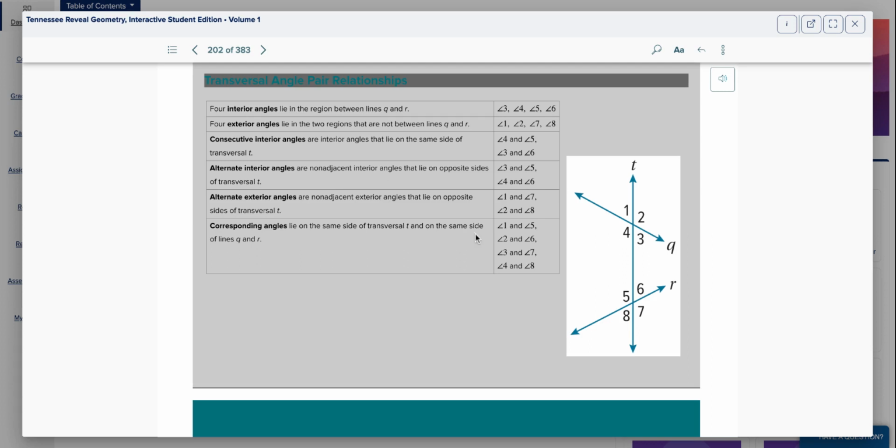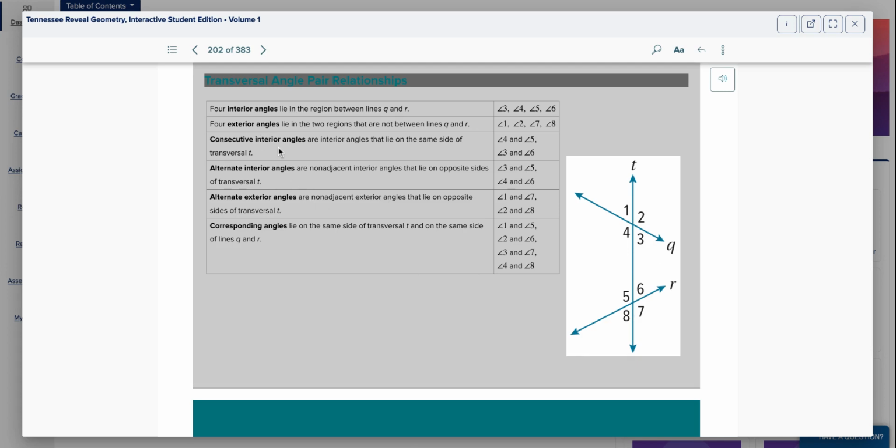Exterior angles are the angles that are not between lines Q and R. 1 and 2 are above Q, not between Q and R. 8 and 7 are below R. They are not between Q and R. So 1, 2, 8, 7 are all exterior angles.